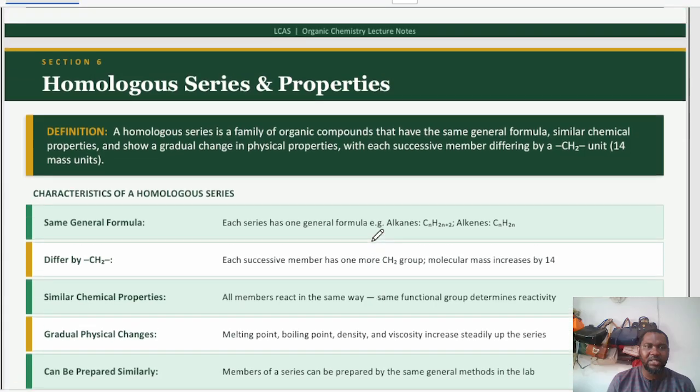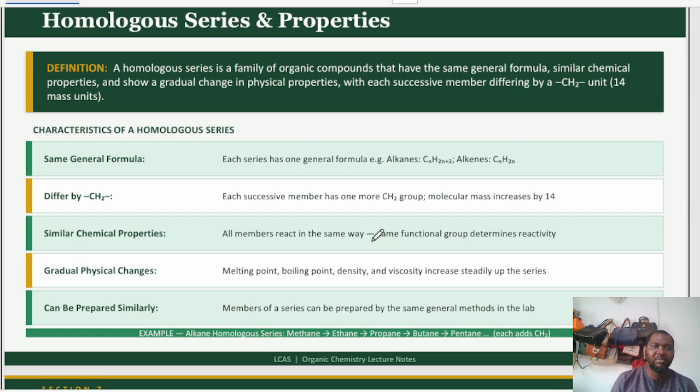Now the next one is homologous series and properties. When we say homologous series, it is the family of organic compounds that have the following characteristics. Even though here it is written that a homologous series is a family of organic compounds that have the same general formula, similar chemical properties, and show gradual change in physical properties, with each successive member differing by a CH2 unit, which is 14 mass units. That's the atomic mass, 14. So you can see that the definition already embodies it.